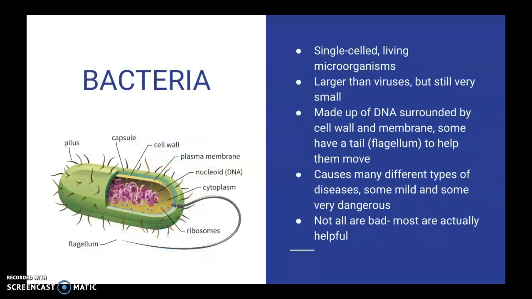Then we have bacteria. They're single-celled and they are living microorganisms. They're significantly larger than viruses, but they're still very small compared to parasites and fungi. They are made up of DNA, and that DNA is surrounded by a cell wall and a membrane. And some can even have a tail, which is called a flagellum, to help them move. So bacteria are able to move on their own because they're living, and they have a cell wall and a membrane which starts to resemble more of a human cell, but they're still lacking that nucleus.